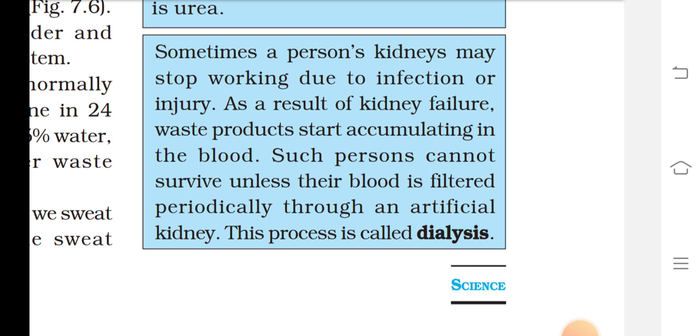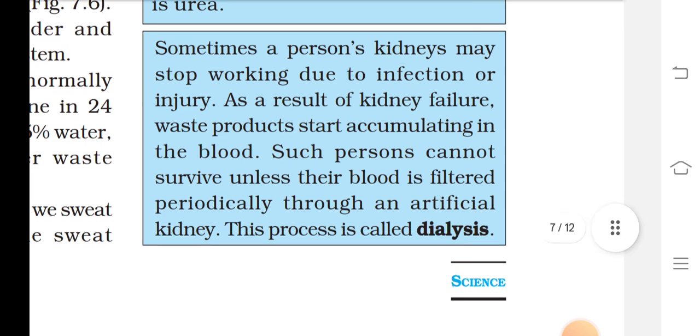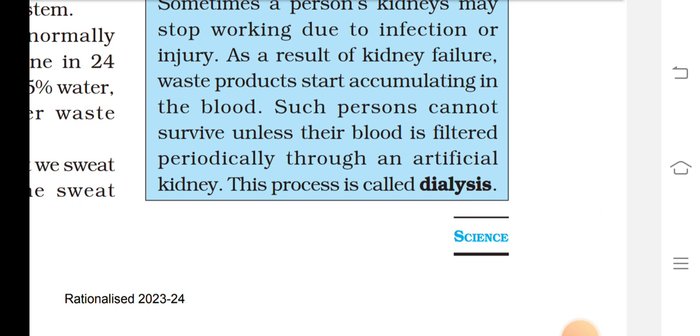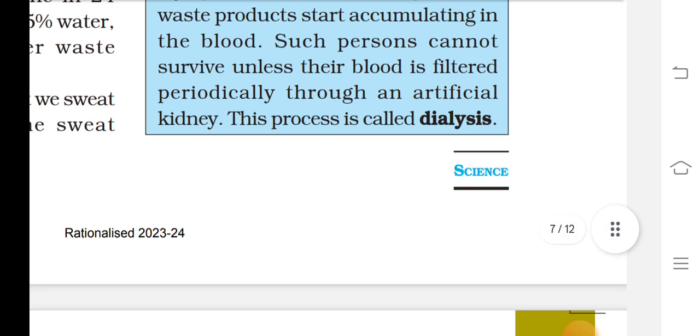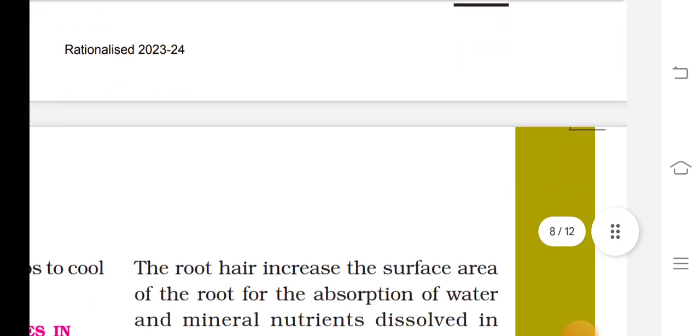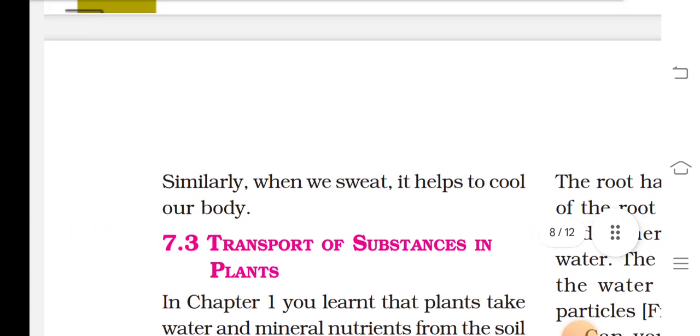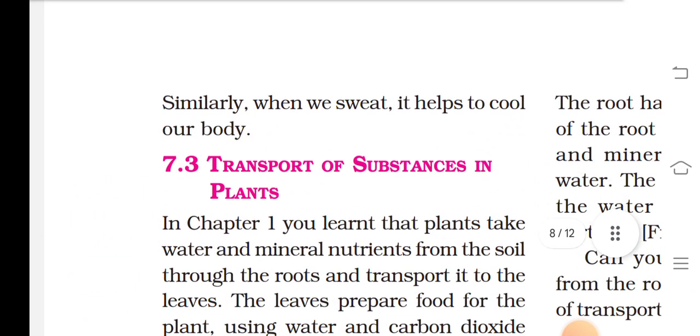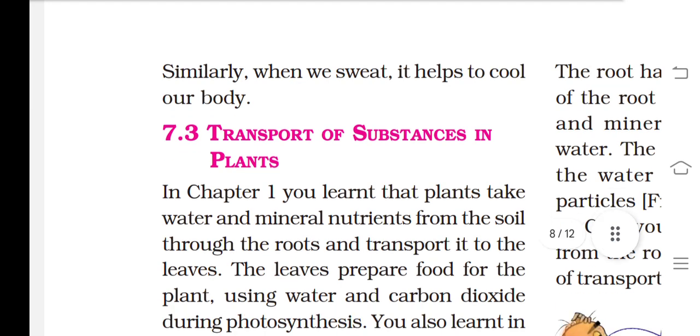Sometimes a person's kidney may stop working due to infections or injury. As a result of kidney failure, waste products start accumulating in the blood. Such a person cannot survive unless their blood is filtered periodically through an artificial kidney. This process is called dialysis. Similarly, when we sweat, it helps to cool our body.